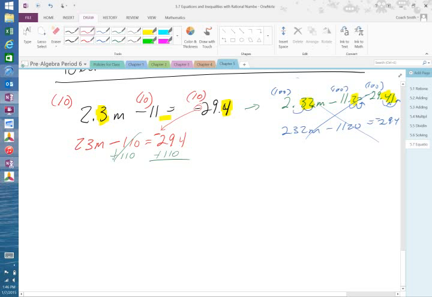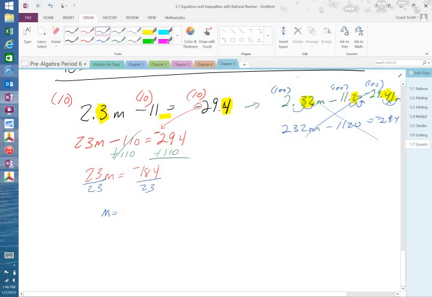So you have 294 negative and 110 positive gives you 184. And that would be a negative 184. So now you divide by 23 to both sides, and that gives me m is equal to negative 8.